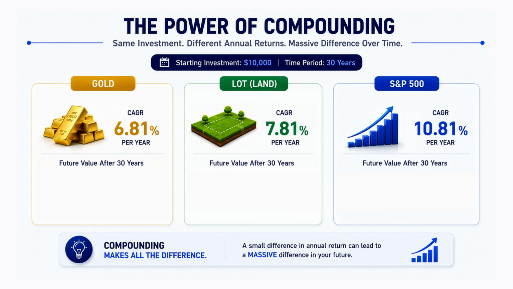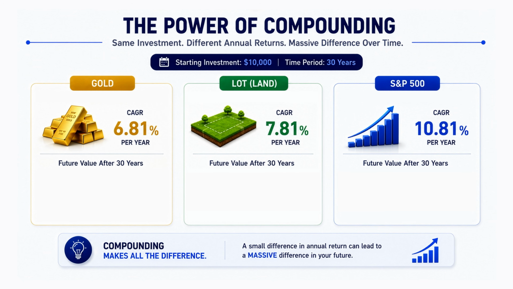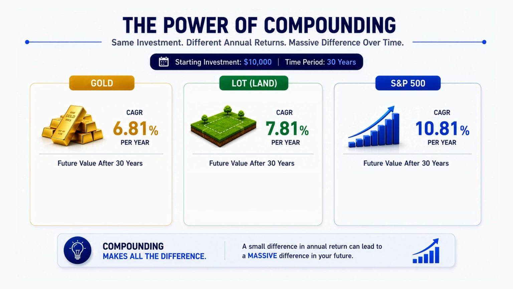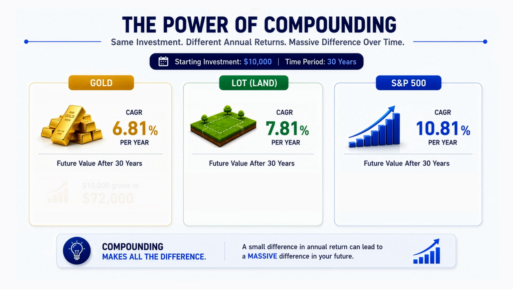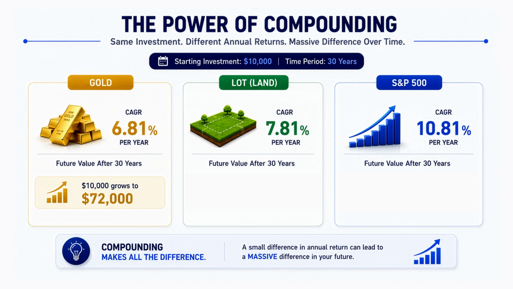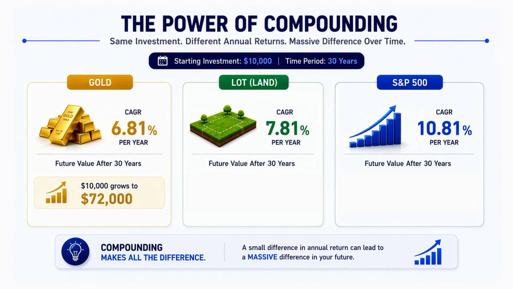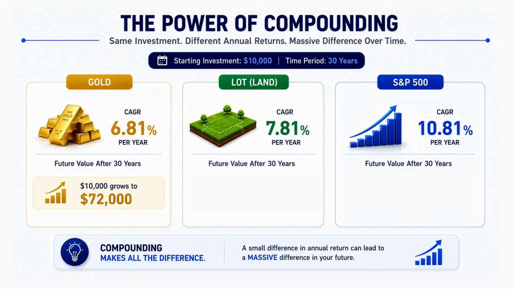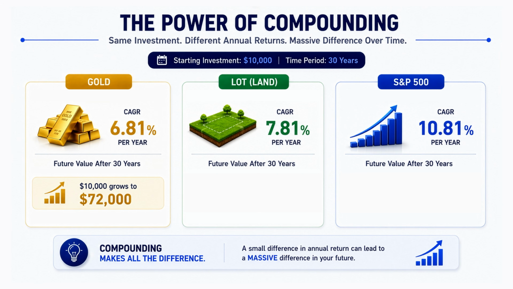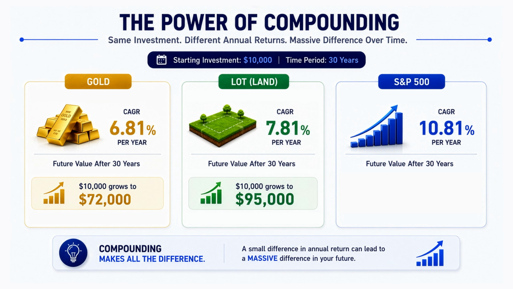Let's take a look at this example. A $10,000 investment growing at 6.81% for just 30 years would end up being about $72,000. That same $10,000 growing at 7.81% over those 30 years would grow into about $95,000.